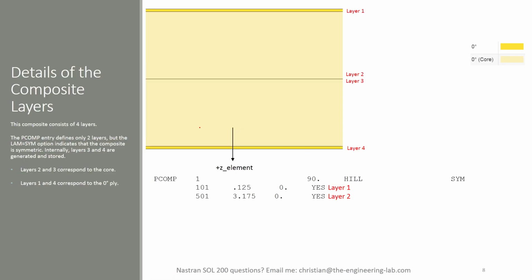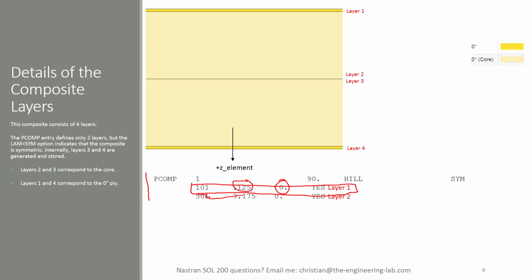This is what the P-comp entry looks like at the very beginning of this procedure. At the very minimum, you should at least start off with 1 ply. So that's what we have here. We have 1 layer defined. The theta is defined as 0. The thickness is currently defined as 0.125 millimeters.